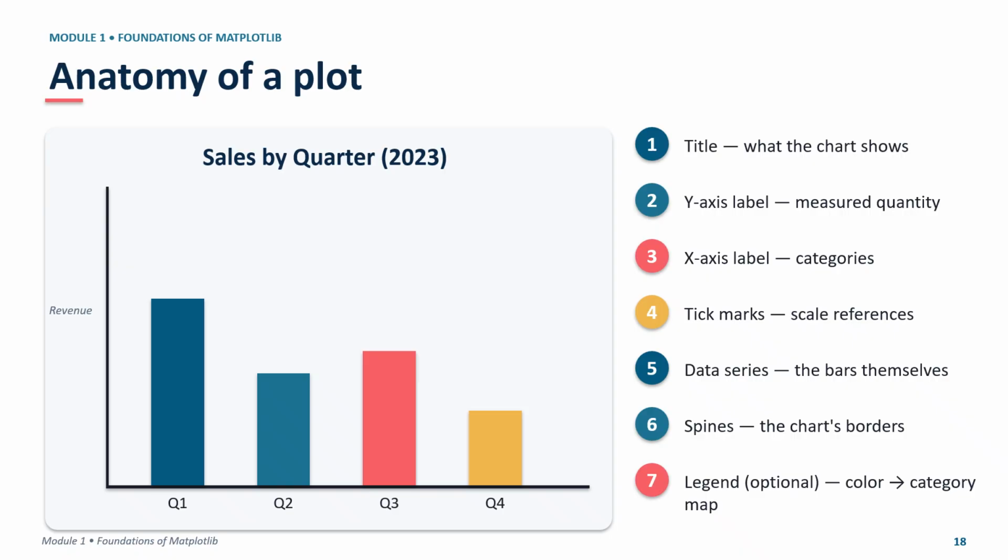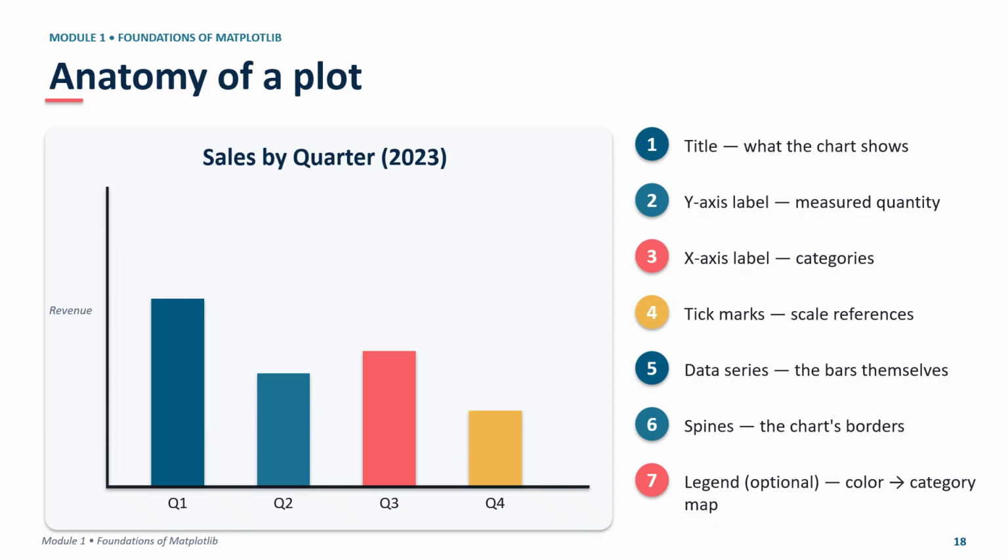And the x-axis label describes the horizontal dimension. You can set it with the ax.set_xlabel method. A tick mark is a small mark on the axis that creates a scale, say Q1, Q2, Q3 and Q4 on the x-axis, which are called tick marks. And you can even treat the numbers on the y-axis as tick marks.